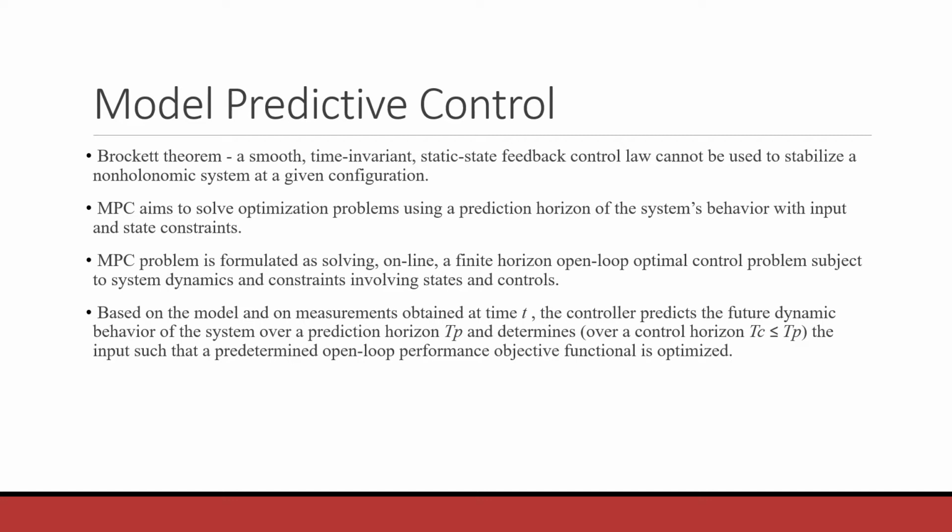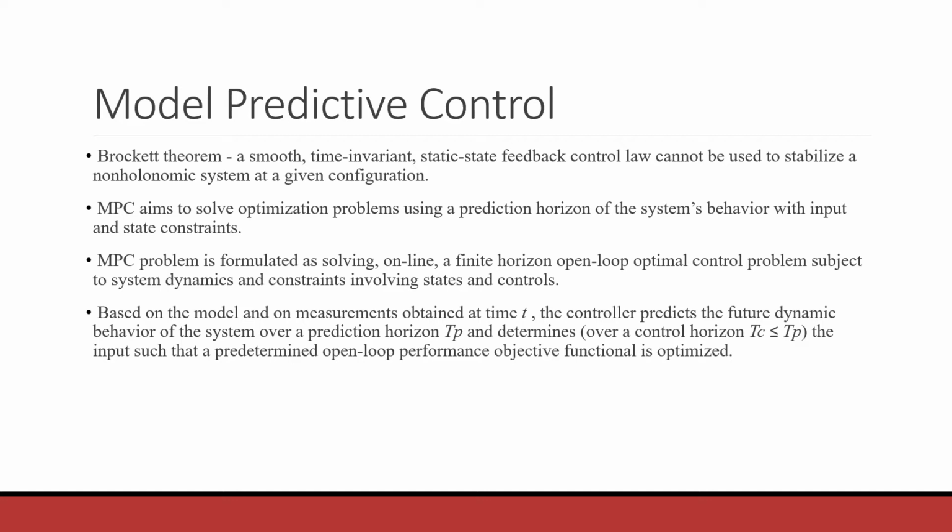The MPC problem is formulated as solving online a finite horizon open loop optimal control problem subject to system dynamics and constraints involving states and controls. Based on the model and measurements obtained at time t, the controller predicts the future dynamic behavior of the system over a prediction horizon of Tp and determines, over a control horizon of Tc that is less than the prediction horizon, the input such that a predefined open loop performance objective function is optimized.